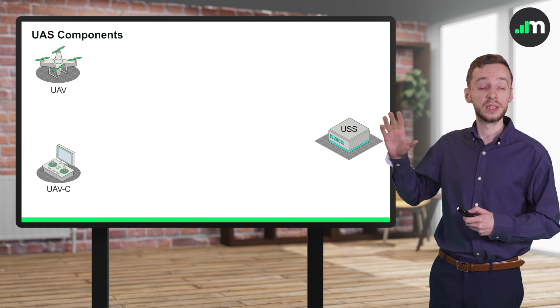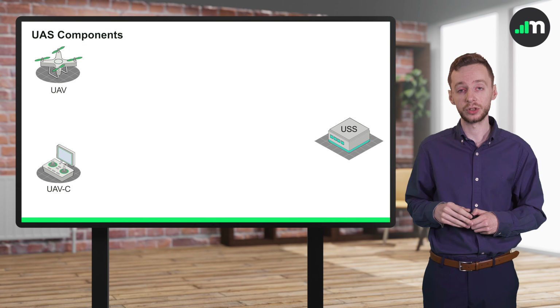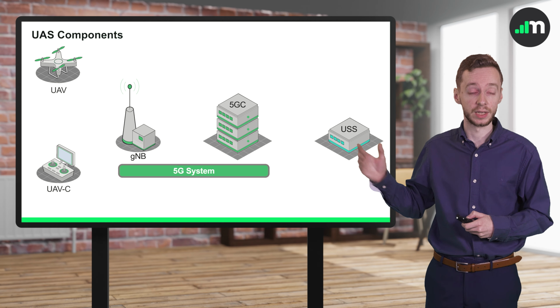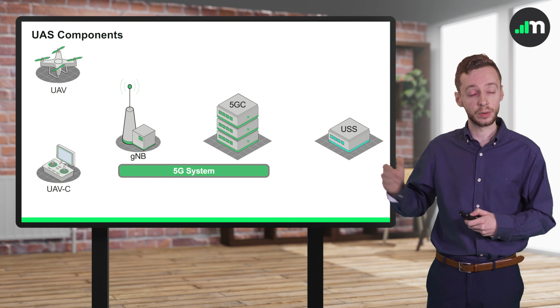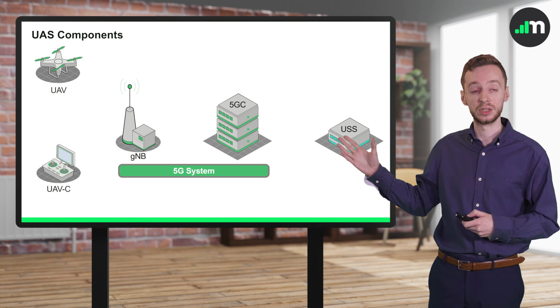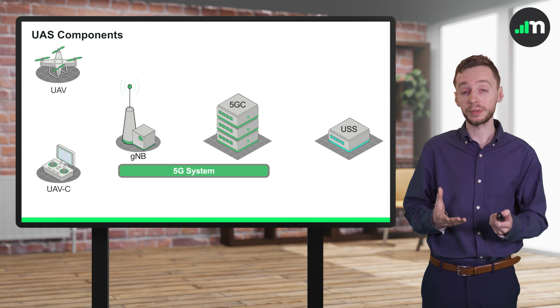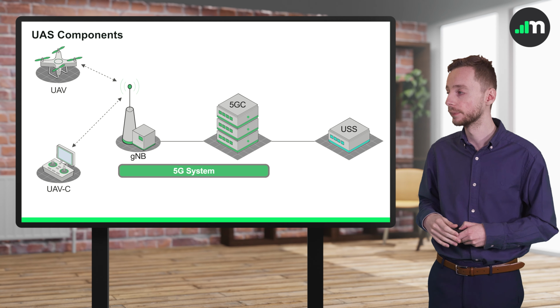Now, we've got all of these different components of the UAS, but they also need to communicate with each other. And that can be done through the use of a 5G system, as an example. So the UAVC, that UAV controller, can communicate to that UAV through the 5G system. It can also communicate to that USS as well. And there are multiple different ways which this can be applied, and we will explore that within this session.